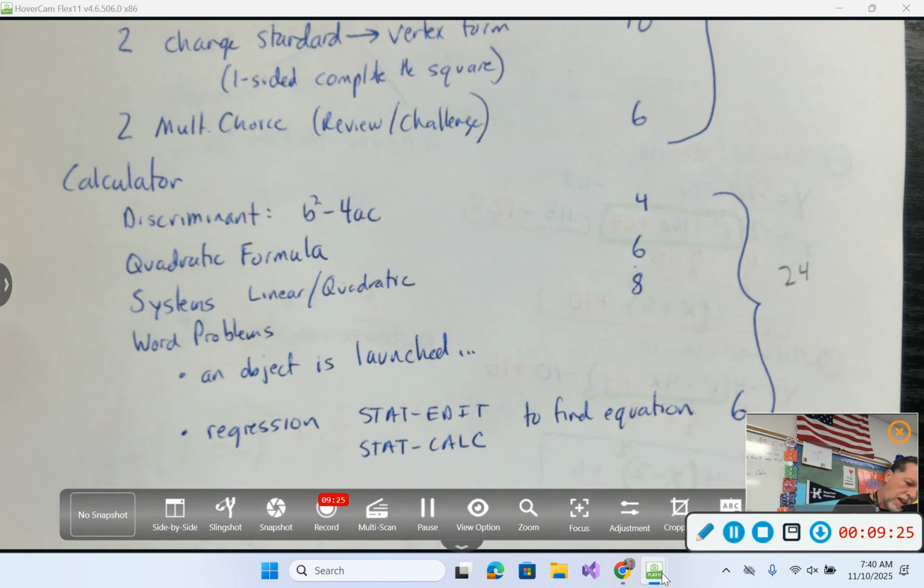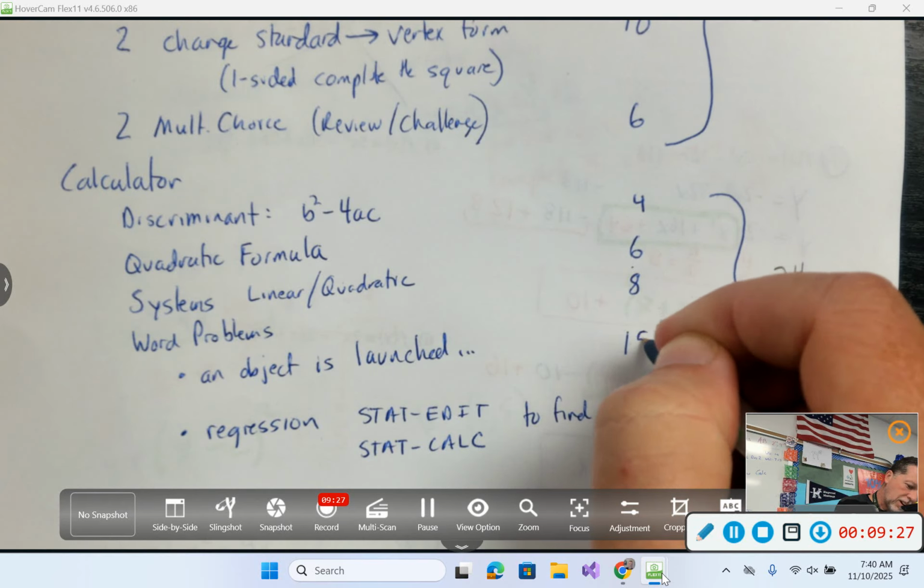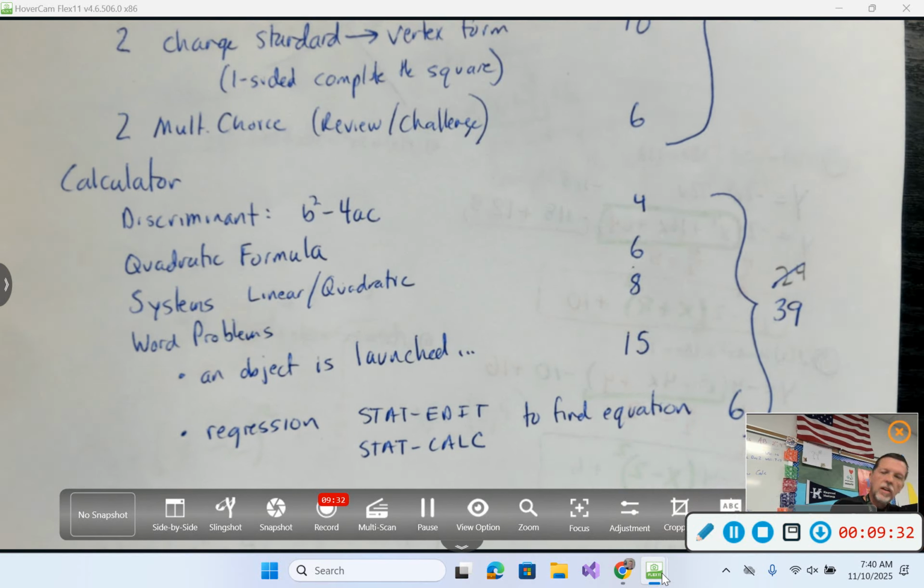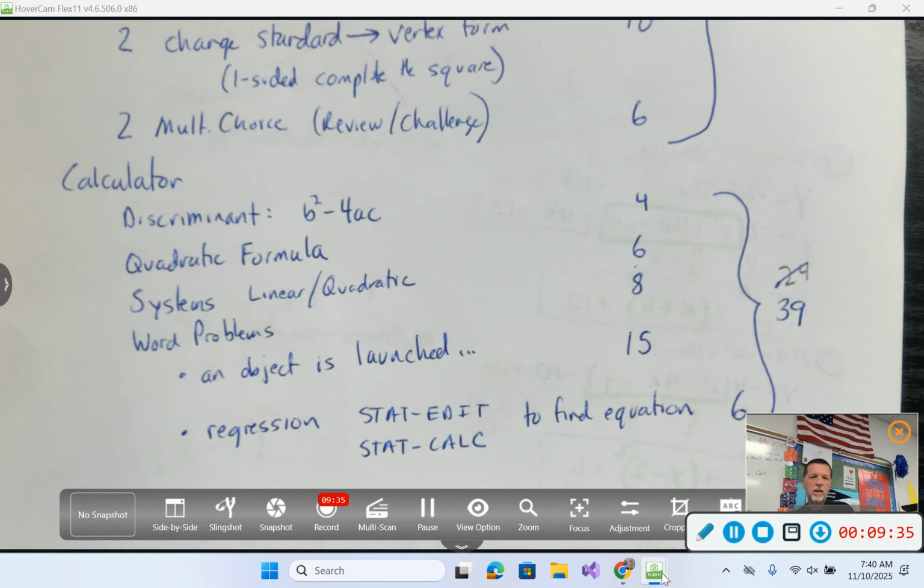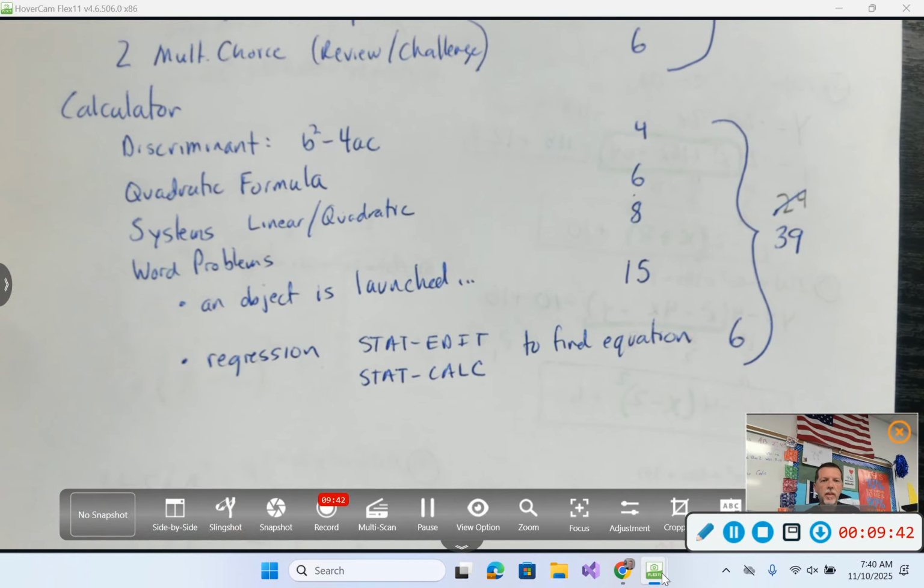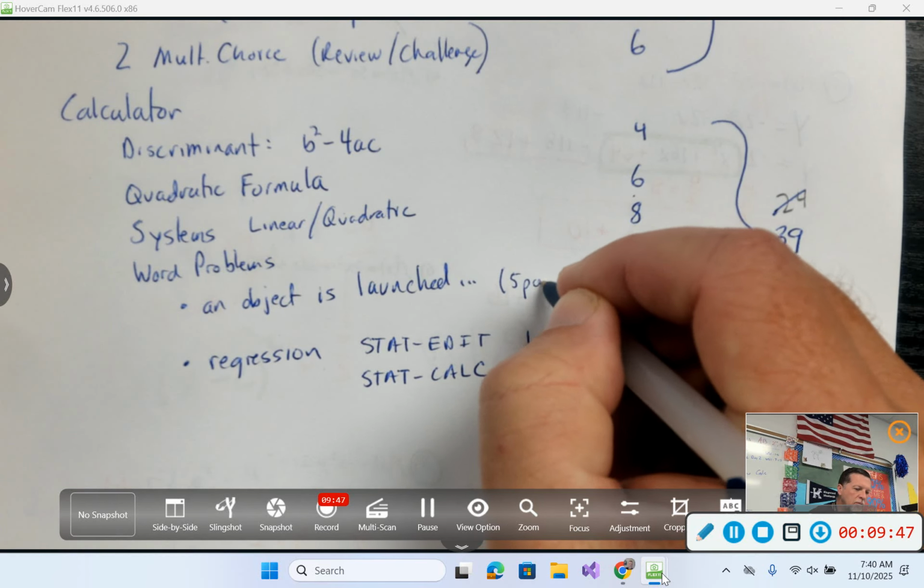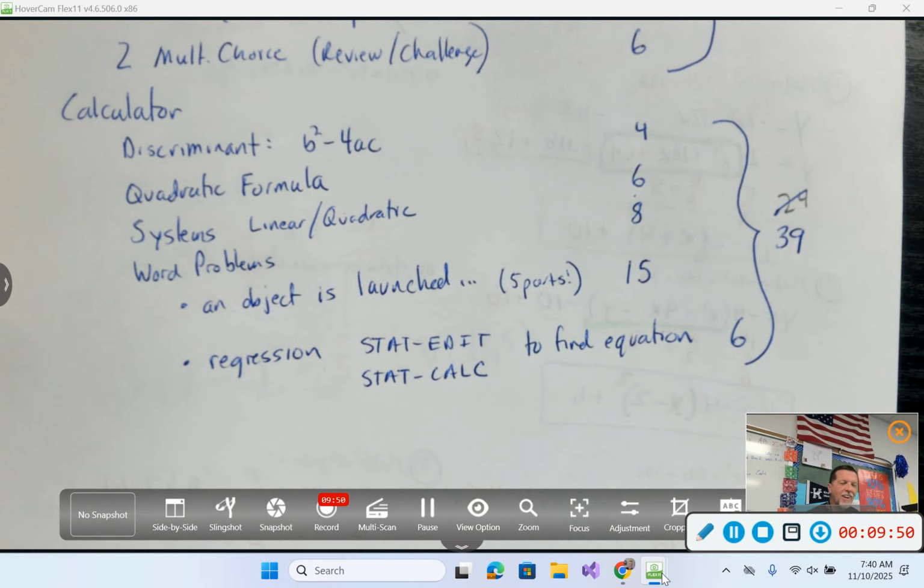You know that we have 58 for our half. So that adds up to 97. So you get 3 free points for putting your name on the paper. Congratulations. So that object launched, make sure, right, that's worth 15 points. We did several of those, so make sure you understand those, because that's a big chunk there.